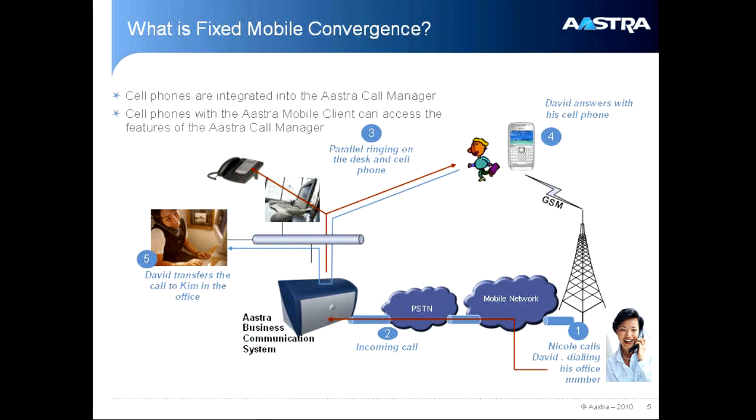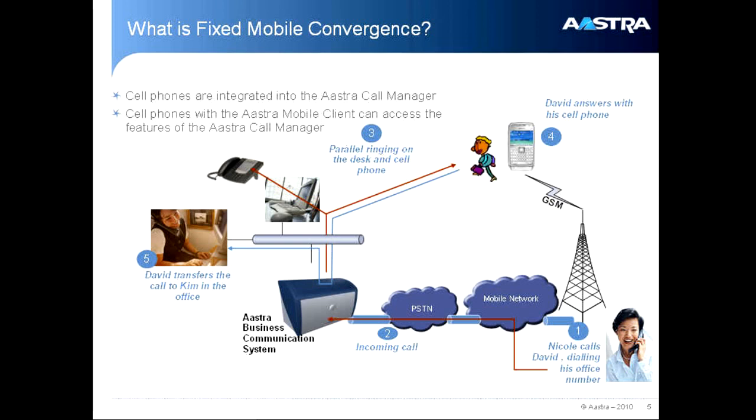Let's review an example of how a call is routed using FMC. Nicole needs to check stock availability at a supplier, so she calls her account manager David by dialing his office number from her mobile phone. The call is routed over mobile network and PSTN and is registered as an incoming call on the PBX at David's office. Through parallel ringing, both David's desk and mobile phones receive the call. David answers on his mobile phone as he is currently out of the country on a business trip.